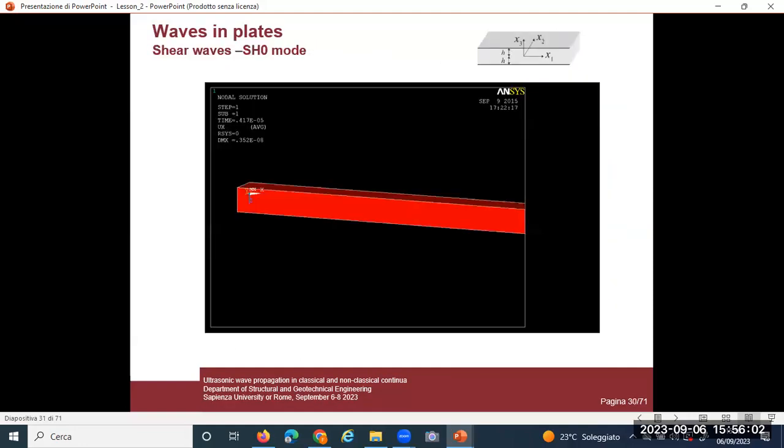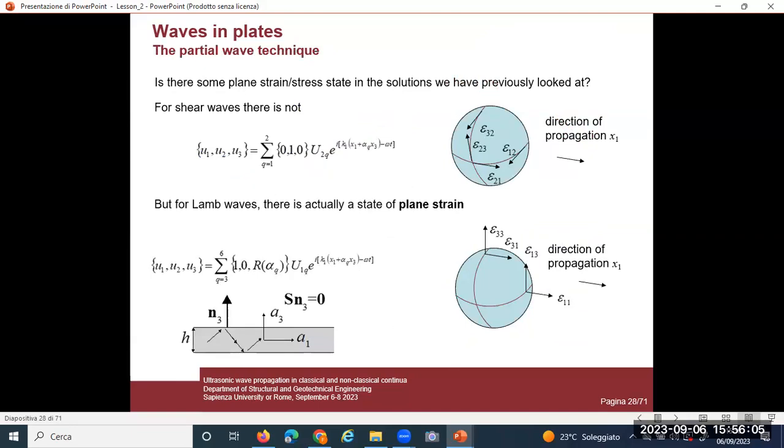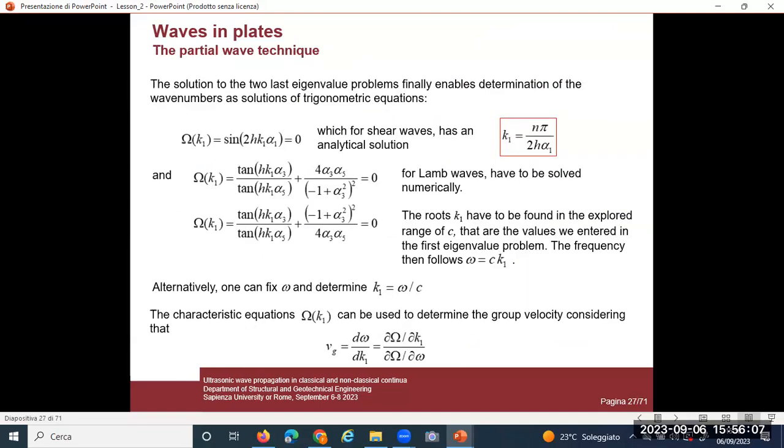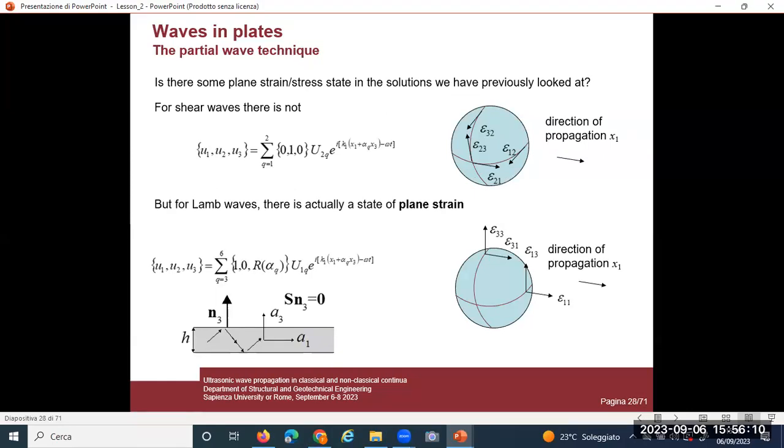Before concluding this section, I wanted to show you a couple of details. First detail, is there a plane strain or plane stress state in the solution we have observed? Unfortunately, for shear waves, there is not, because this is the direction of propagation and those are the strains. So there is no. While for Lamb waves, this is actually a state of plane strain.